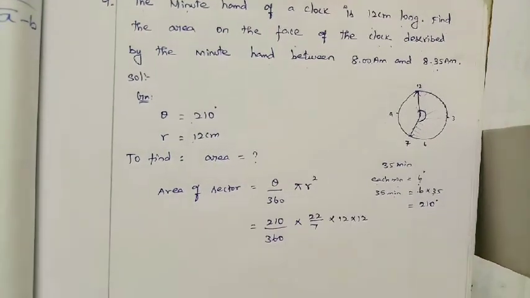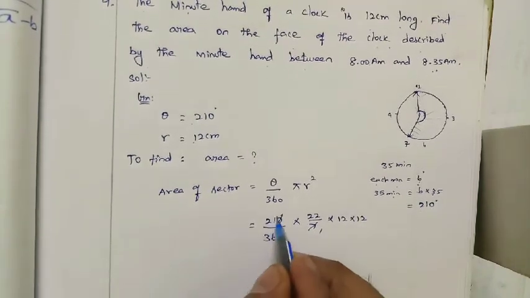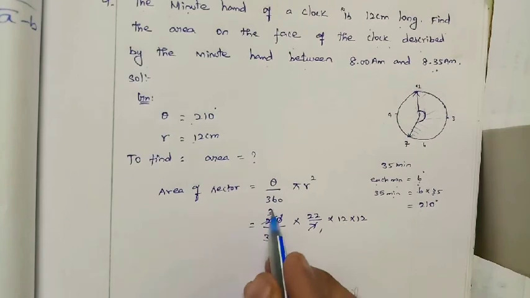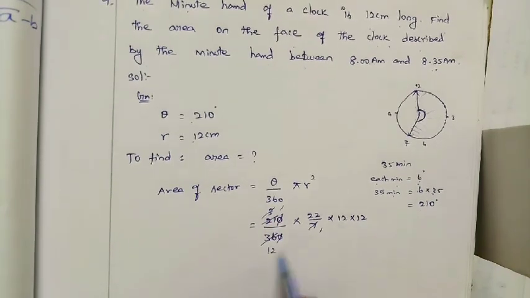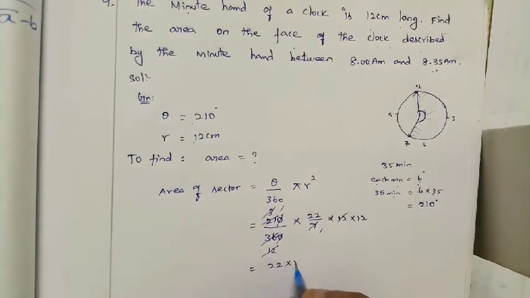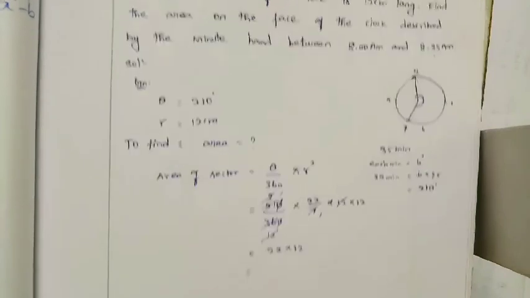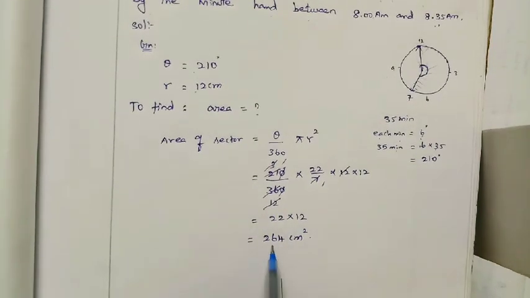Now you can simplify. 0, 0 cancel. 7 table 1 times, 3 times. And 3 table 1 times, 12 times. 12 3s are 36. And 12 table 12, cancel. So what is the remaining? 22 into 12. So 22 into 12 is equal to 264 centimeters square.